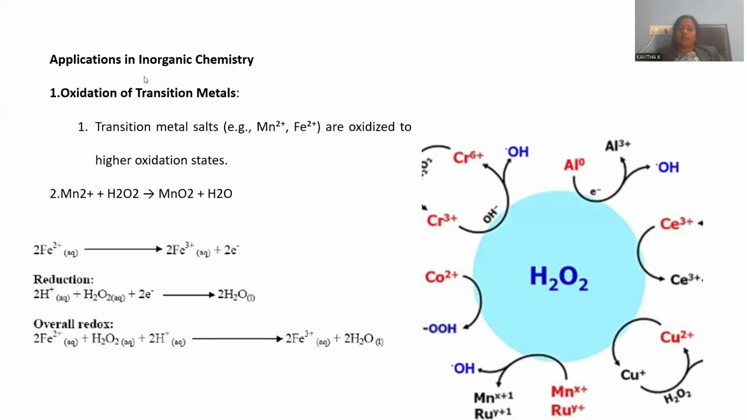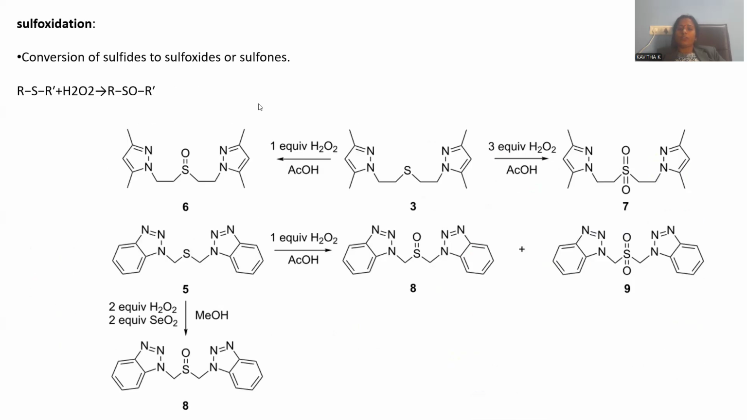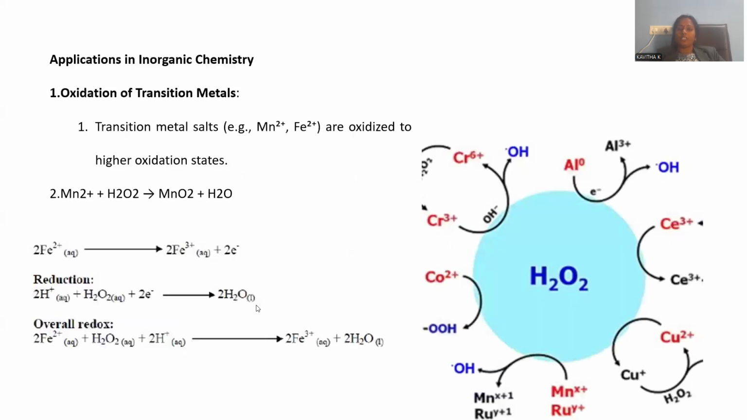Now we entered into another application part, that is applications in inorganic chemistry. Up to this, we have gone through the organic chemistry application pattern. Now we entered into inorganic chemistry applications: oxidation of transition metals. Whenever we are taking manganese, transition metals are those that reside in the d-block elements, which have incomplete d shell filling. Those are called transition metals. Why are they called transition metals? They carry properties from metals to non-metals.